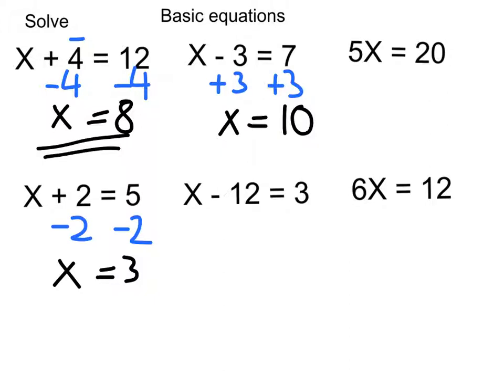The next one, same again. So I need to move this minus 12, so I'm going to add 12 to both sides. X minus 12 plus 12 leaves me just with the x, and 3 plus 12 is 15.